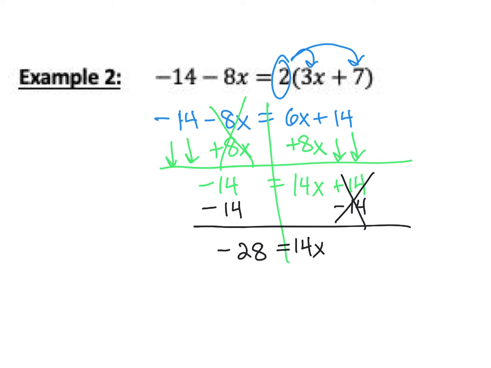Now we've done our adding and subtracting. We're going to look for multiplication and division. 14 and x, they are multiplying. So then we are going to divide. 14 divided by 14 is 1, leaves x by itself. Negative 28 divided by 14 is negative 2. Okay, so this is reminder stuff that we've done before.